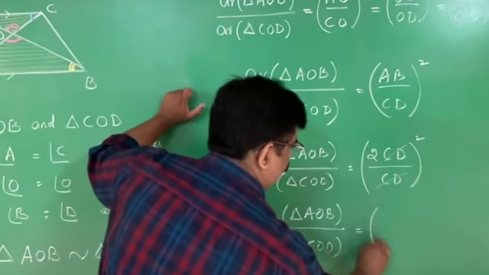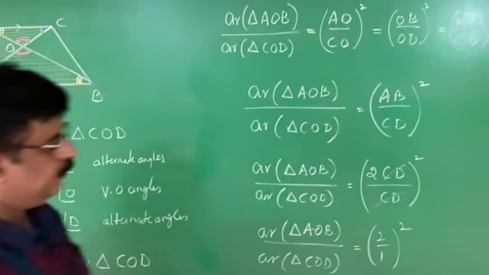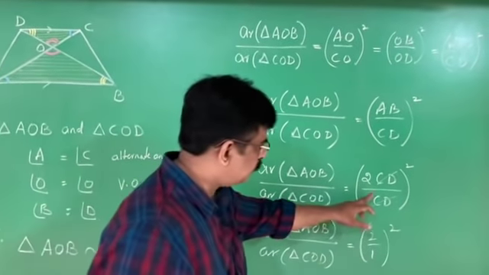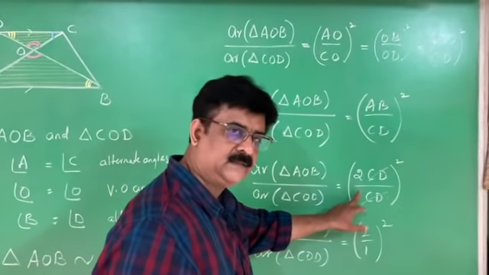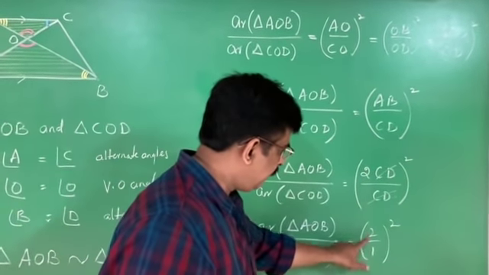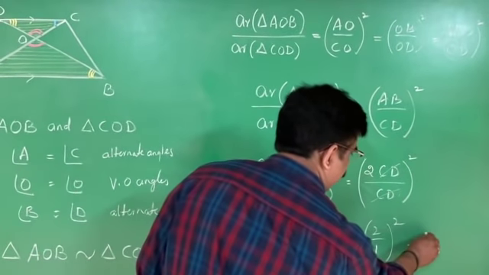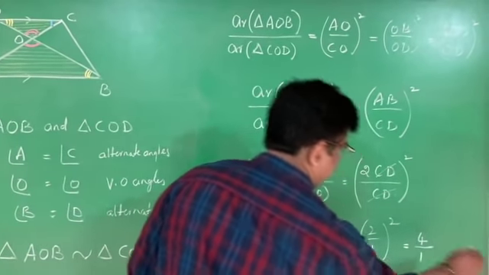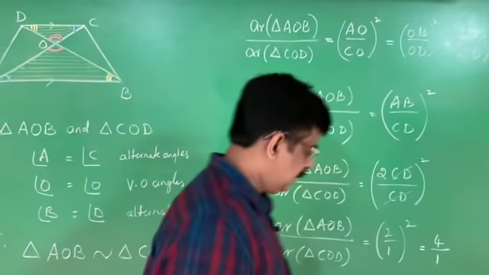is equal to 2 by 1 whole square. Why 2 by 1 whole square? CD cancel. This is 2 and this is nothing is there, means 1. 2 by 1 whole square. Let's square it. It becomes 4 by 1. 2 square is 4, 1 square is 1.